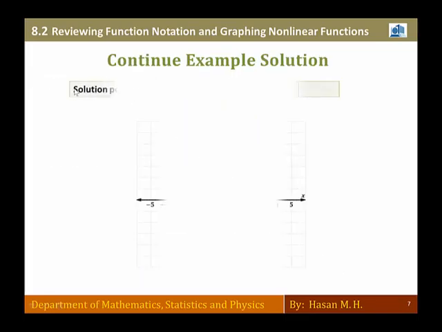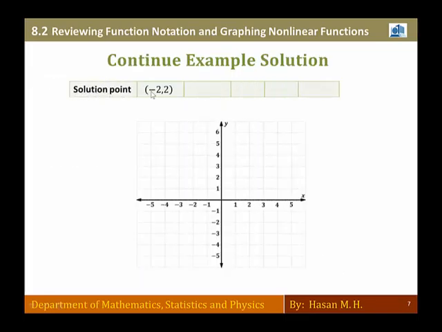Now we are ready to graph it. Locate the point negative 2 and 2. Locate the point negative 1 and 1. Locate the point 0 and 0. Locate the point 1 and 1. Locate the point 2 and 2. Connect the points.